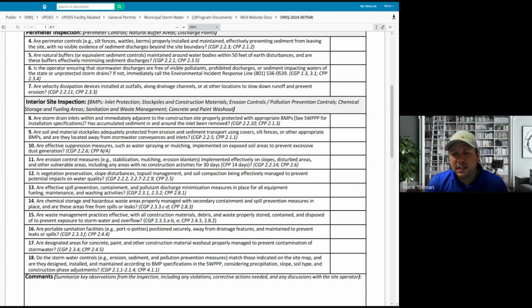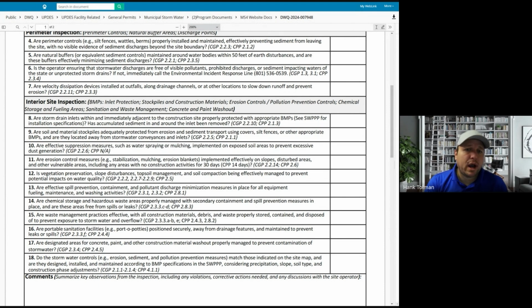All right, number 13, spill prevention procedures, okay? Are effective spill prevention, containment, and pollution discharge minimization measures in place for all equipment, fueling, maintenance, and washing activities? This is a big one because this typically gets overlooked, right? We have a client that recently we went up and I did a training for them, and they realized, you know what, I don't think we are actually providing spill kits out on our sites anymore.